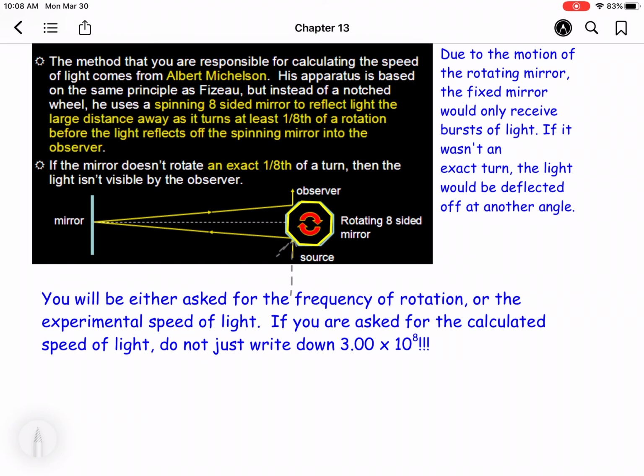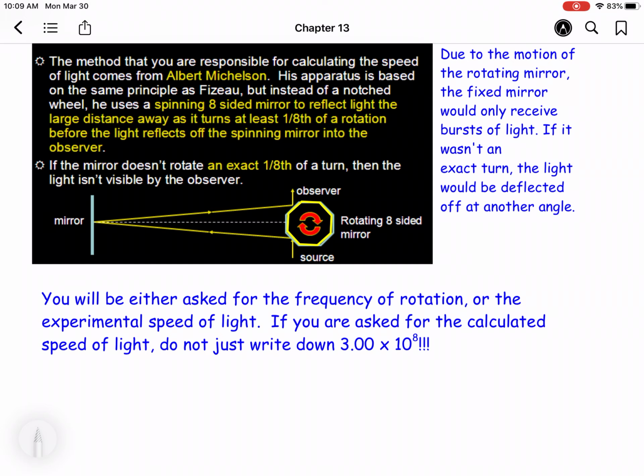So the source comes in, goes down and back. This is a very large distance, we're talking about multiple kilometers. What you do is change the speed of the rotating mirror. If the mirror is rotating too fast, then your light will go down and bounce off this way or that way. It won't go straight to the observer, so it has to be rotating at exactly the right speed.